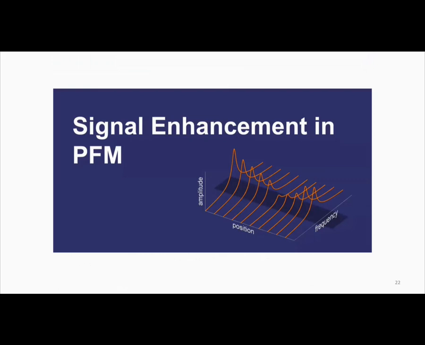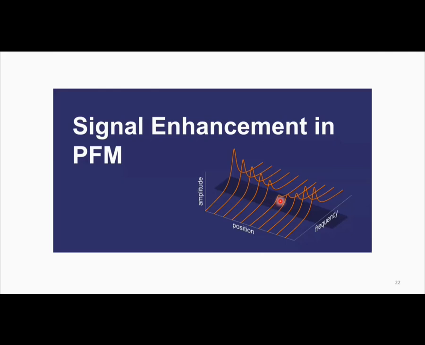So one of the things that comes up with PFM is that we're trying to measure really small displacements. The piezoelectric coefficients are often on the order of picometers per volt, and so you're always trying to look for ways to enhance the signal without causing some other problem. So an obvious way to enhance the signal is just to apply a larger bias. But if you're working with thin films, the higher bias might cause dielectric breakdown. You might be damaging the sample.